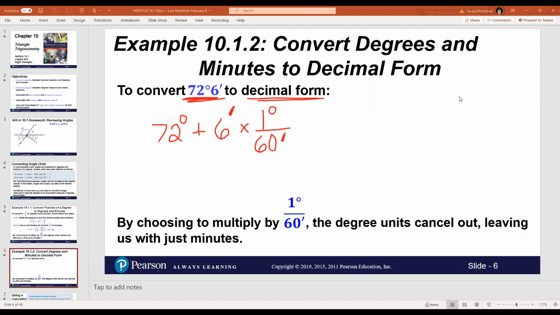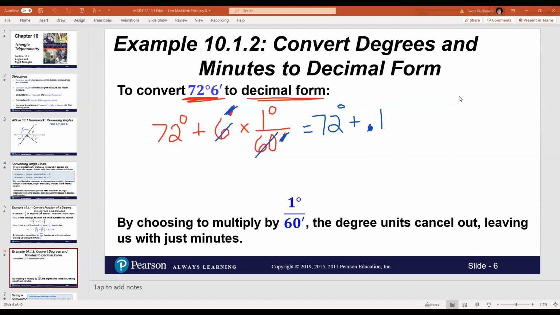So here, again, this is a cancellation. We set it up. We wanted it to happen. The minutes have canceled. I'm left with degrees. And again, the 72 is unchanged, waiting for something to happen. But over here, I have 6, basically 6 over 60. You can see that 6 over 60 is 1/10.